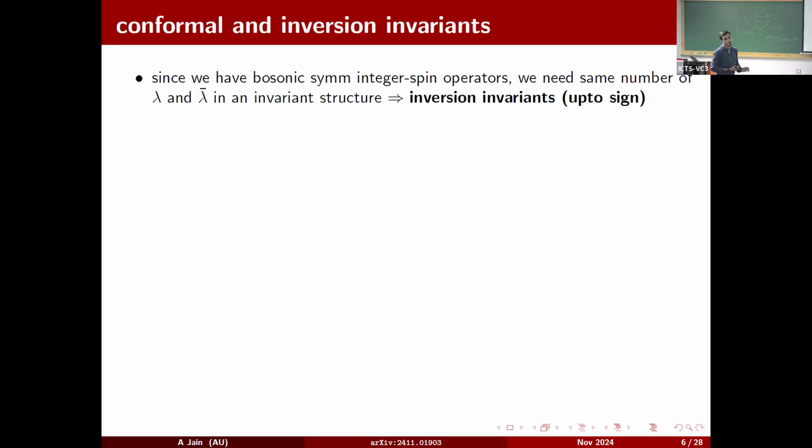I should think of these bosonic symmetric integer spin operators as having Lorentz vector indices. Yes, and those are just a left-handed spinor and a right-handed spinor index, which have a lambda and a lambda bar. That is right.